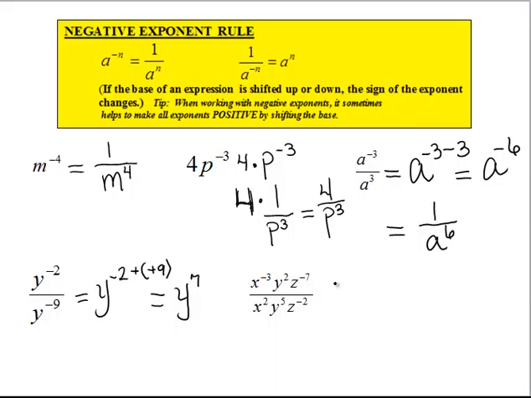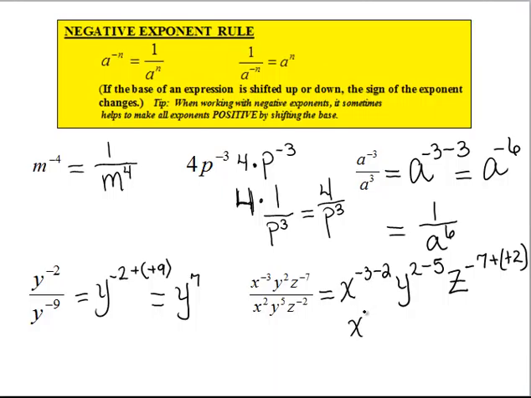On this next example, it's just a long application of the quotient rule. So we have x to the minus 3 minus 2, y to the 2 minus 5, z to the negative 7 minus a negative 2. Again, the additive inverse, so we change that to plus. So we then have x to the minus 3 minus 2, which is negative 5, y to the 2 minus 5, which in this case is negative 3, and z to the negative 7 plus 2, which in this case is negative 5 as well.